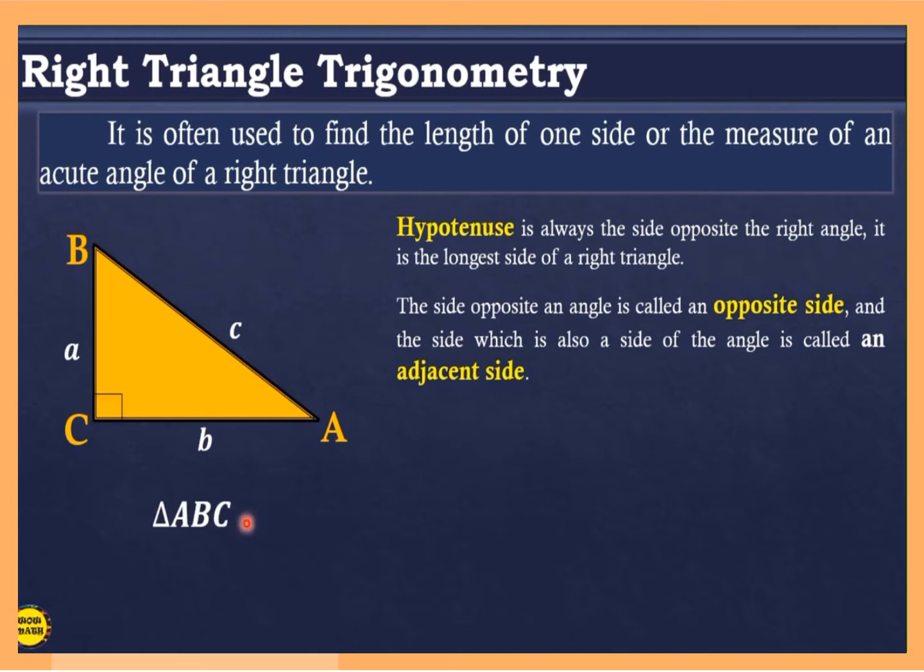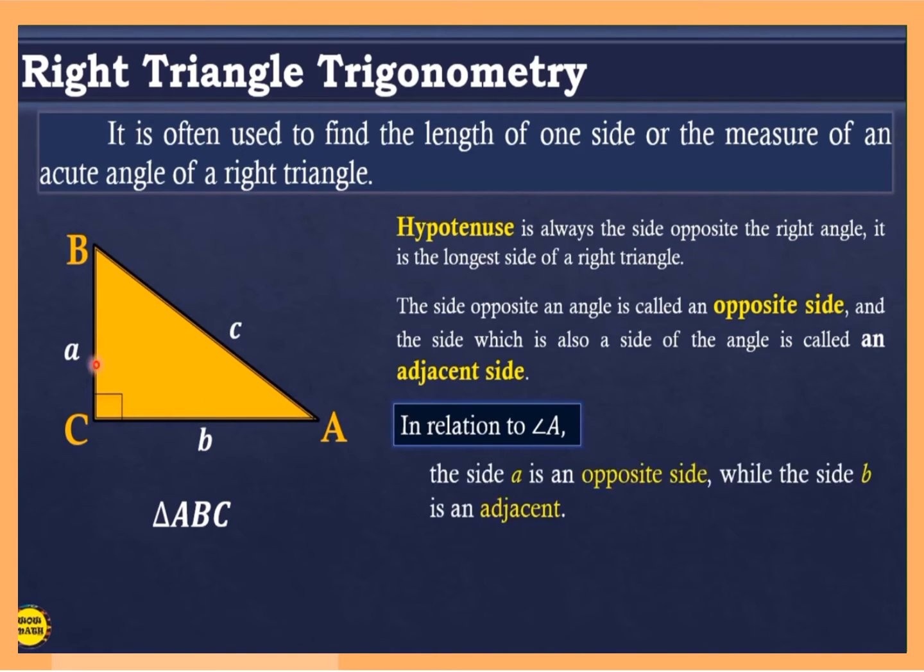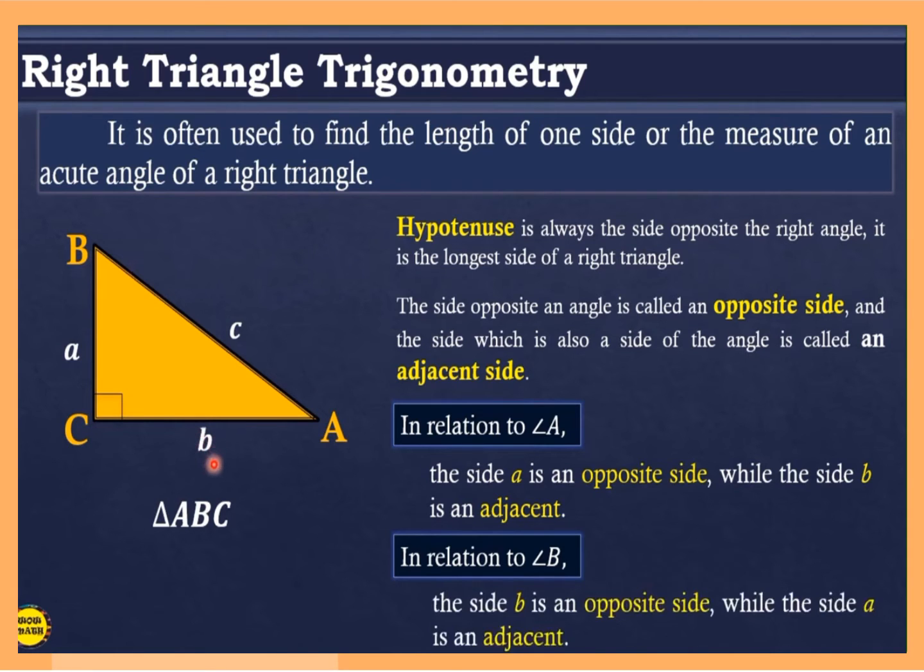So I have here triangle ABC. In relation to angle A, so ito na nga po yon. This a, small letter a, is your opposite side, while b is the adjacent. In relation to B, this is your opposite side, your small letter b, and a is your adjacent. Let me remind you that your opposite and adjacent side can be interchanged depending on the angle. Okay, so depende po sa angle.